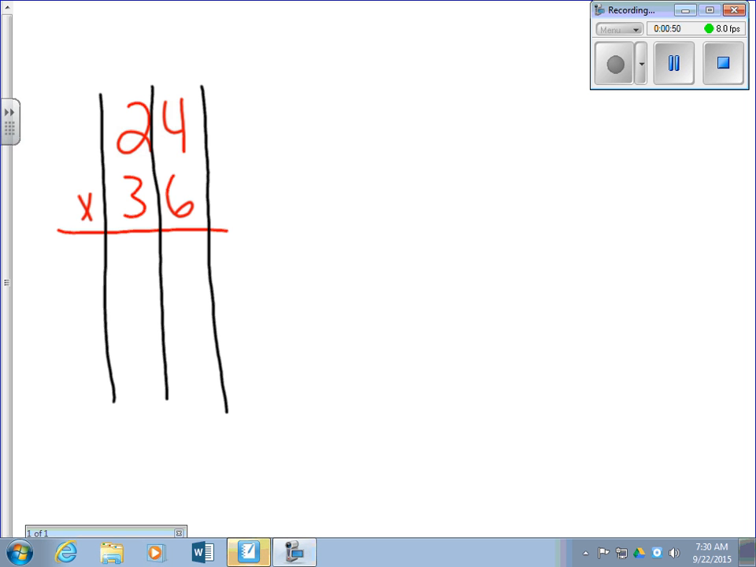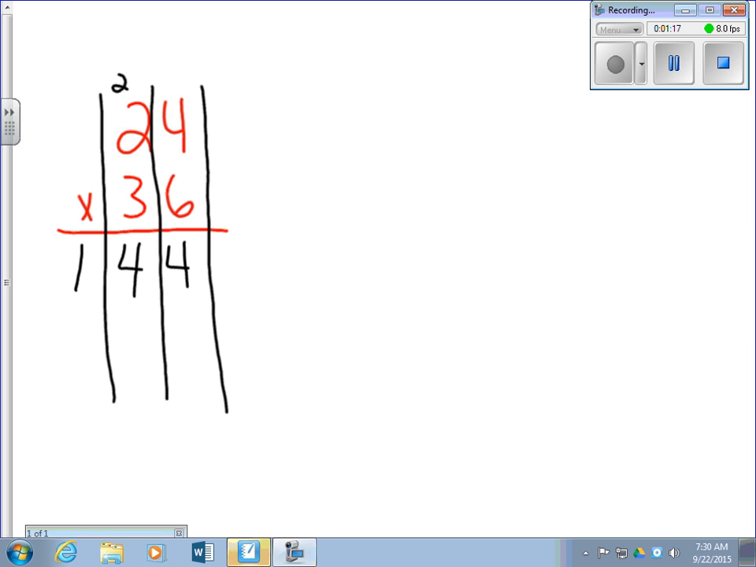So now we take the 6 in the ones place value in the 36 and multiply it by the 4 in the ones place value, and we get 6 times 4 is 24. I put my 4 there and carry my 2 tens. Then I multiply the 6 times the 2 tens and get 12 tens, plus the 2 more tens is 14 tens, and I write the 14 right there.